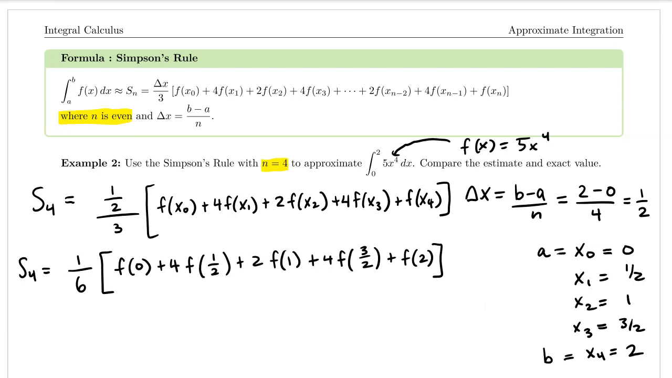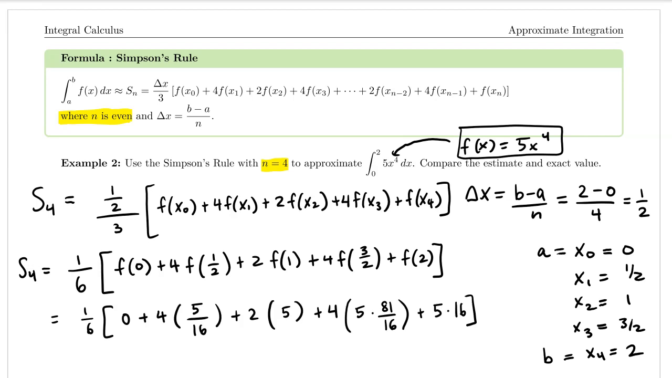Okay, so I went ahead and expanded out s sub 4. I simplified 1/2 divided by 3, which would give us 1/6. And then I plugged the x sub i's into the function notation. Now what I'm going to do is take all of these x values and plug them into our function f of x equals 5x to the 4th.